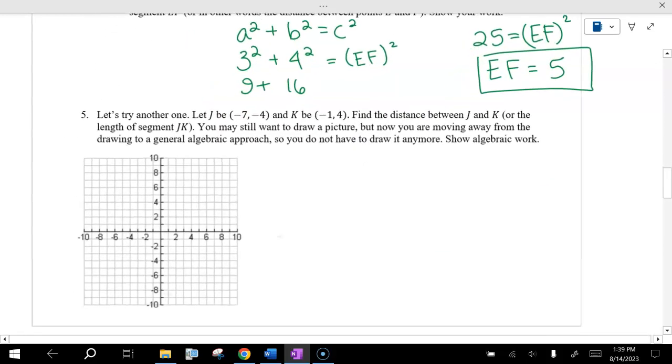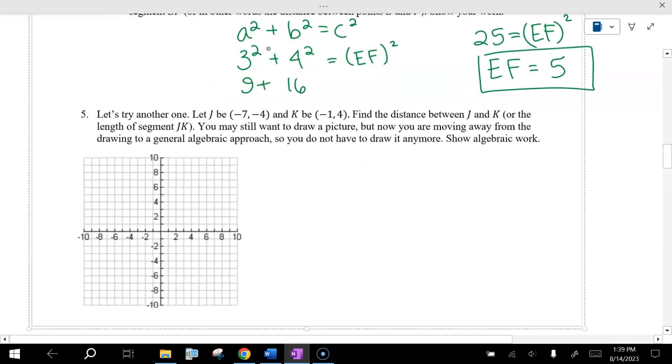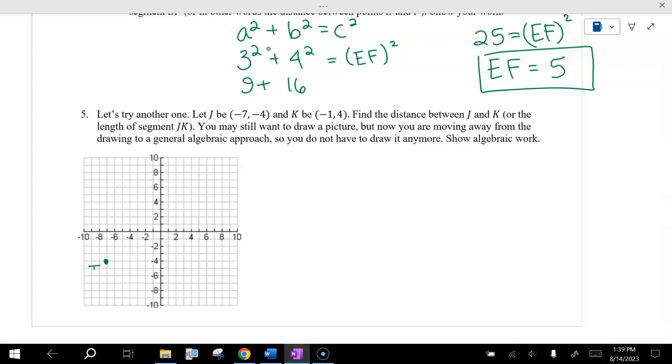Here they tell us that J is negative 7, negative 4. So that's point J.